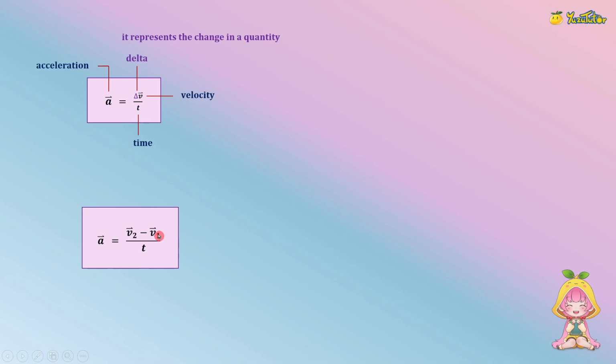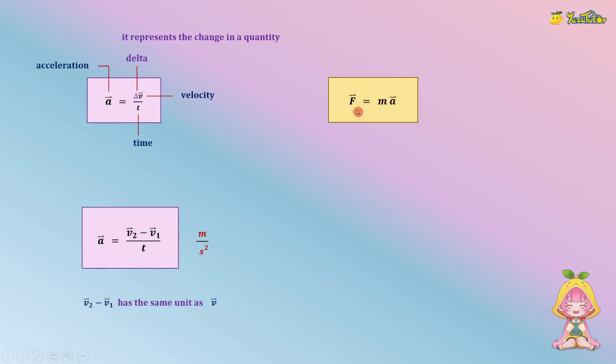Okay? Now let's find the SI unit of acceleration. First, we need to find the SI unit of V2 minus V1. Since V2 minus V1 has the same unit as velocity, the SI unit of V2 minus V1 is meter per second. Divided by the SI unit of T, which is seconds. Dividing meter per second by second gives meter per second squared. So the SI unit of acceleration is meter per second squared.